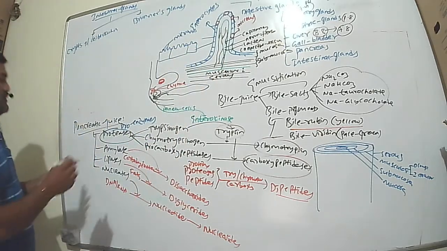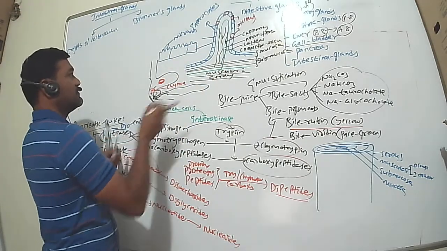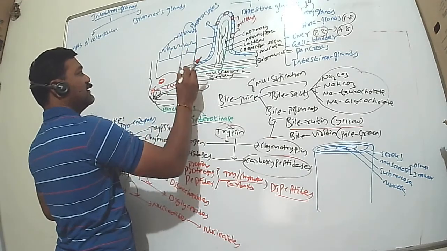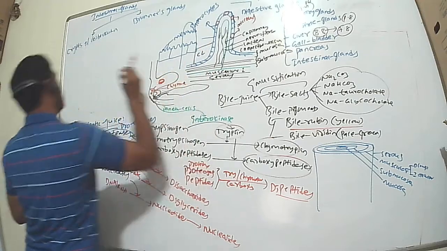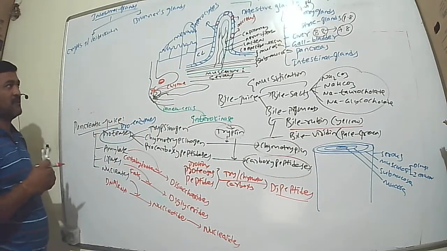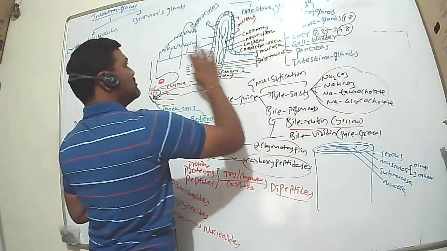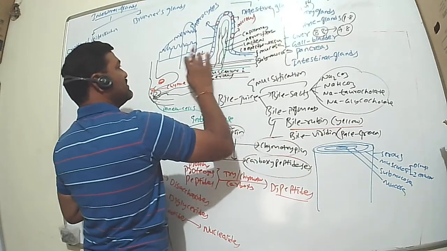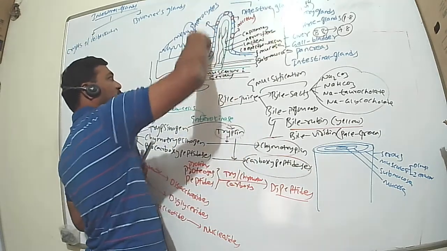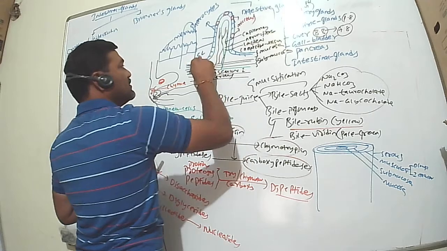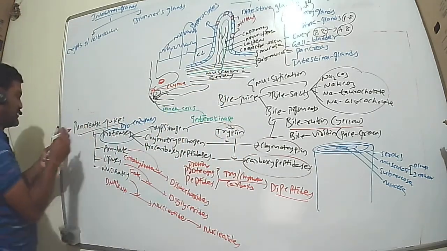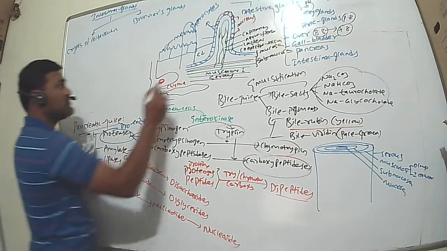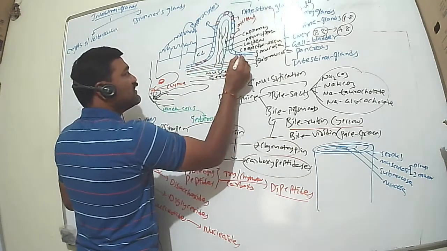Now let us think there is one more villi like this, and the space between these two villi is called the crypts of Lieberkühn. This is another villi. So one villi, another villi, another villi. The long deep pits found between the villi are called crypts of Lieberkühn. And those crypts of Lieberkühn have two types of cells.